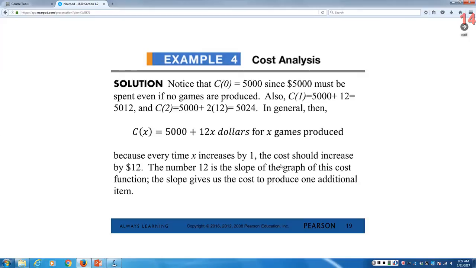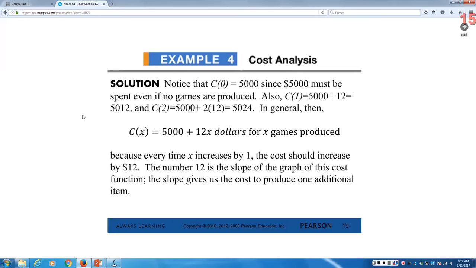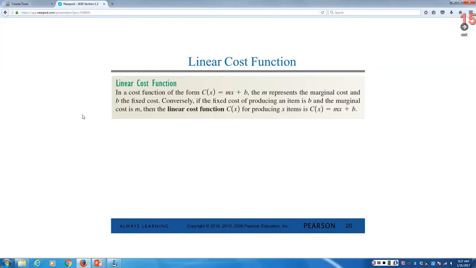So the key thing to remember is when you're writing a cost function, it is an equation, but it's more than just an equation. You actually have to include the labels for it to be a model. So in a cost function of the form C of x equals mx plus b, m is the marginal cost, which we also call slope, and b is the fixed cost. So the linear cost function is C of x for producing x items.